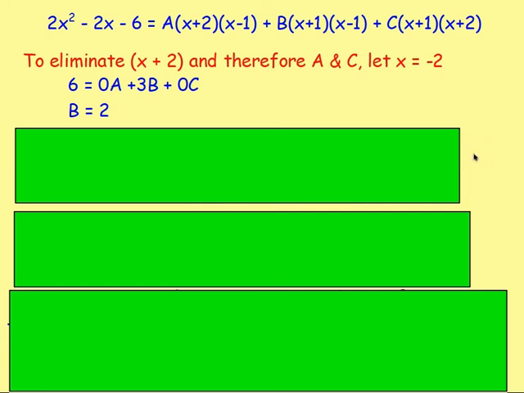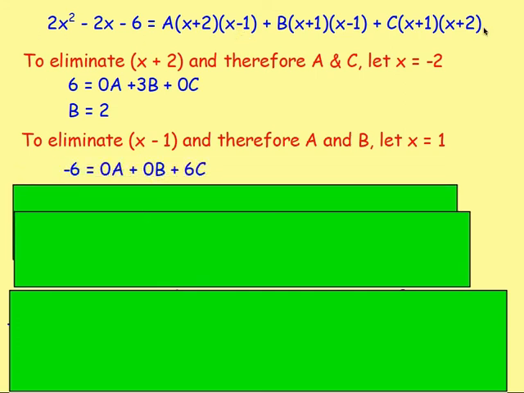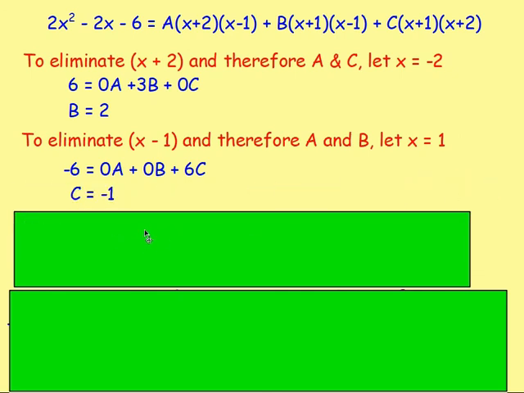Again, pick another bracket to eliminate. So if we eliminate this x take away 1, that will give us 0. So again, that'll wipe out the value of a, and it will also wipe out the value of b, meaning you can find the value of c. So to eliminate this x take away 1, we'll let x equal 1, because 1 take away 1 is 0, and that's what we want. So if x equals 1, we can sub that in right the way along. So 2 times 1 squared, take away 2 times 1, take away 6, gives you negative 6. That will equal 0 times a plus 0 times b plus, and if x was 1, 1 add 1, 1 add 2, that would give you 6 times c. Meaning then the value of c is going to be negative 1.